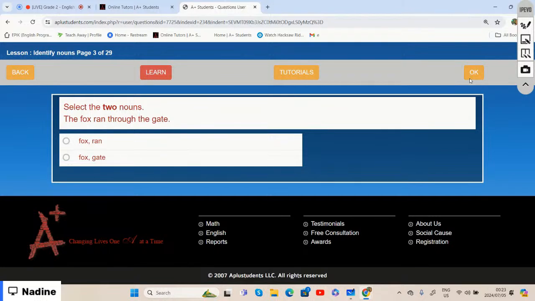The next one says we need to select the two nouns. It says, the fox ran through the gate. Is it fox and ran, or fox and gate? We need to select the two nouns. The fox ran through the gate.